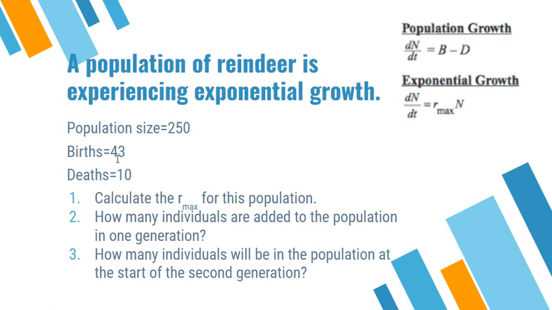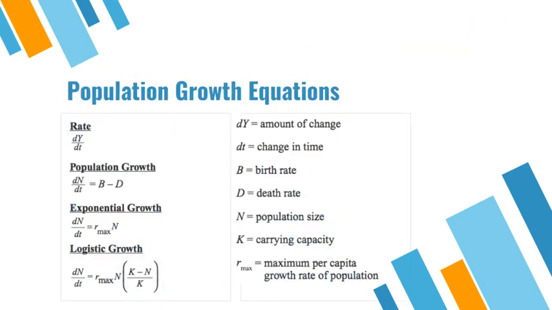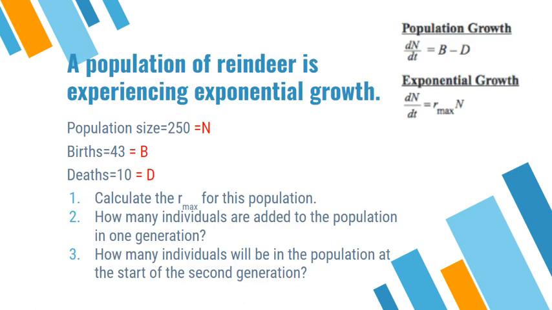I always think it's helpful to take my starting data and figure out what variables those stand for. So let's take a look at that. Population size, that's what N stands for. Births are B and deaths are D. And the equation sheet literally has this on it. So if you forget what N is, it tells you it's population size, okay? So you don't have to memorize that.